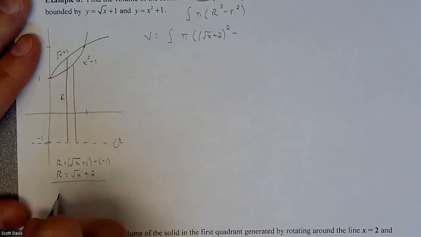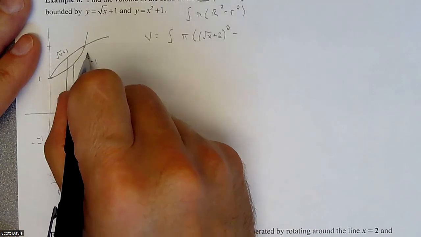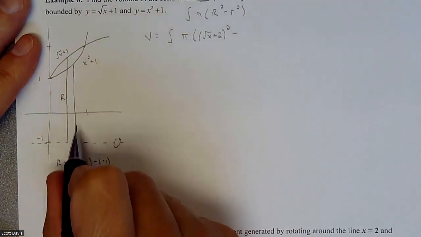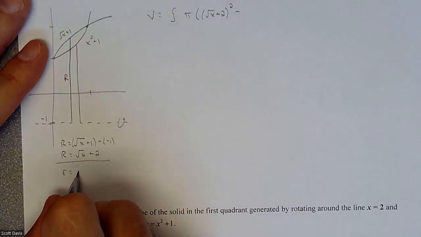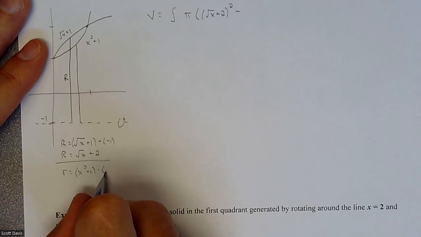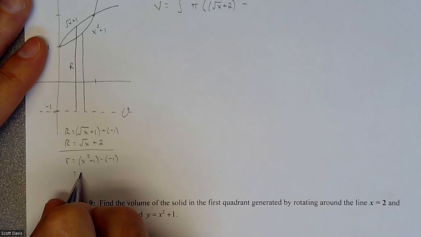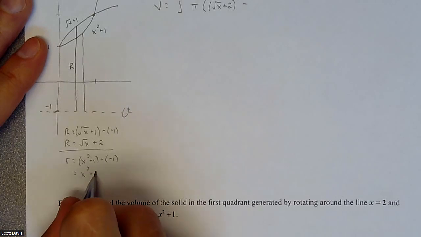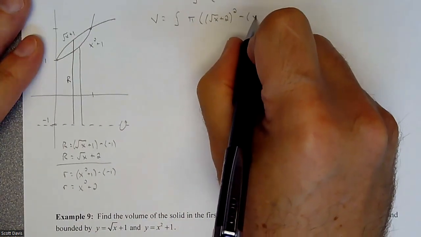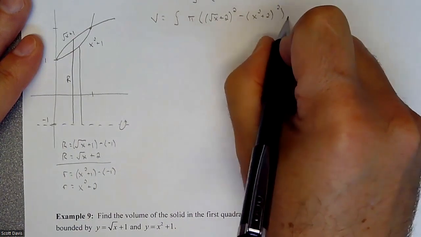So small r is the exact same idea: we have this height minus the -1. So the top equation minus the bottom equation: x squared plus 1 minus the bottom equation. Again, this ends up adding 1, so we're looking at x squared plus 2 for our little radius. So little radius, x squared plus 2, squared dx.